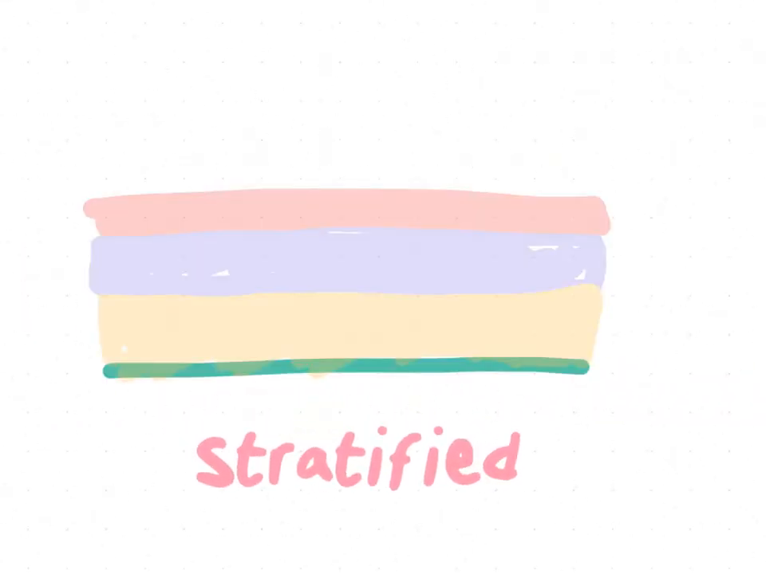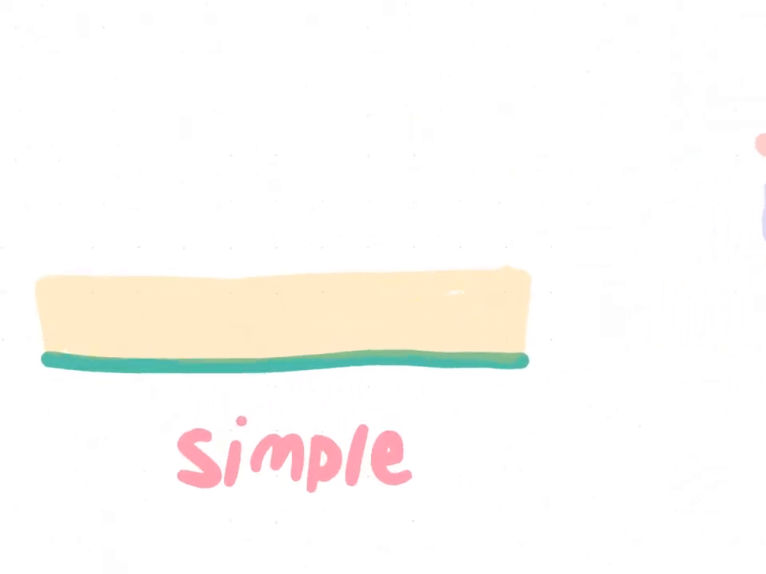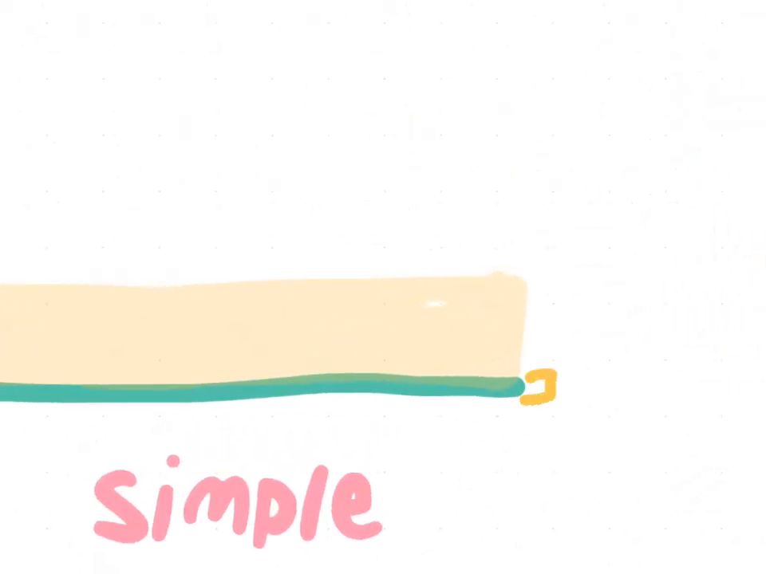Okay, so the first one we will actually go over would be the simple epithelia, which only has one layer of cells attached to the basement membrane. This portion right here is a basement membrane, okay? So as you can tell, this one layer of cells is attached to this basement membrane.